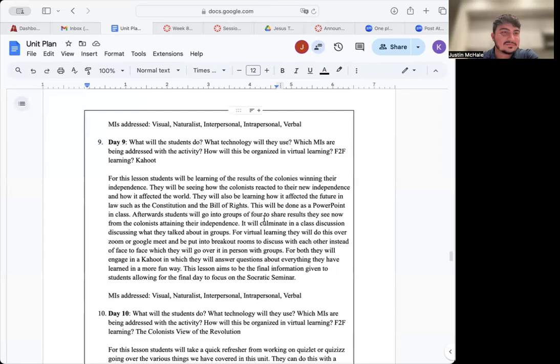For day 9, we will be discussing the big takeaways from the winning of the colonists' independence. We'll be talking about the things that came from it, how colonists saw it, and how it led into other things like the Constitution and the Bill of Rights. This one's kind of our closer before we do our day 10.